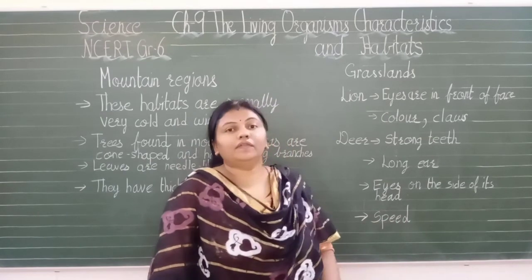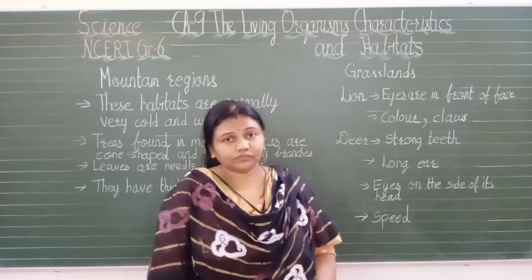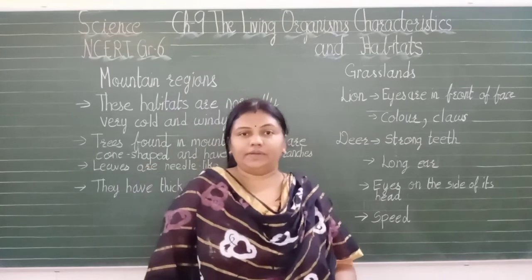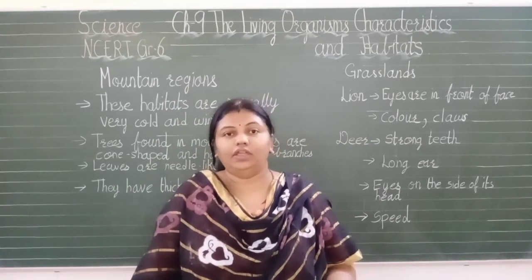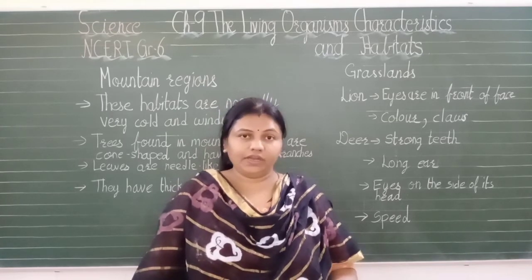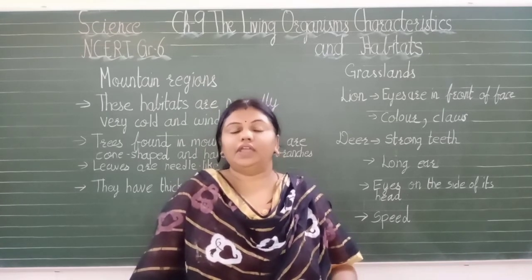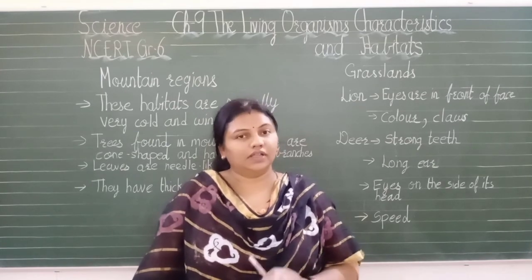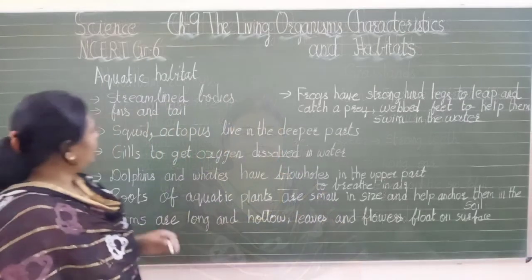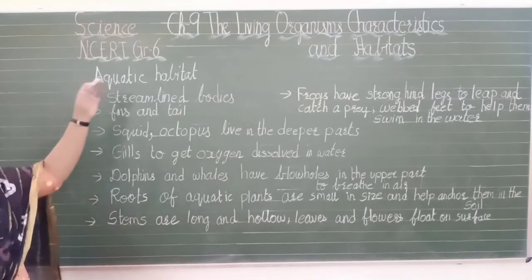Even the speed of the deer is very good. So when it sees any predator, it can save its life by running away. It has a very good speed, so it can run away when any predator is coming, and it can save its life. Okay. Now let us learn about the aquatic habitat.